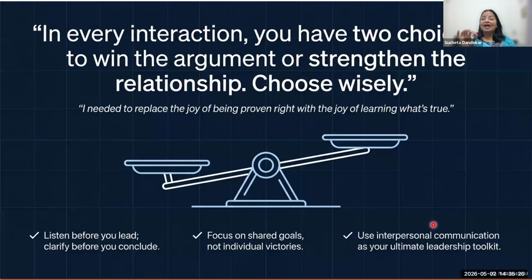So in every interaction, this is something that I just loved, and I want all of you to read this very carefully. In every interaction, you have two choices: to win the argument or strengthen the relationship. So choose wisely. I needed to replace the joy of being proven right with the joy of learning what's true. That is important. So always we are at the balance, and when we are sitting on the fulcrum, we really need to see that we balance things properly.